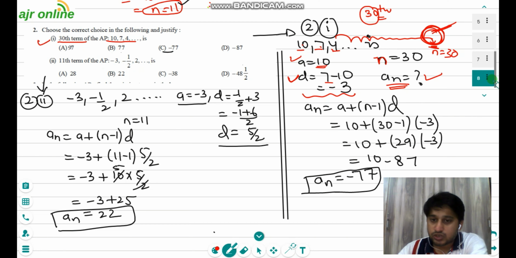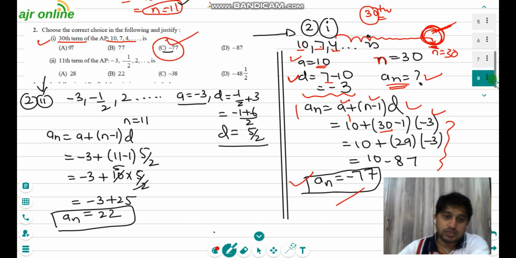So it's a very easy question. an is equal to a plus n minus 1 times d. We know a is 10, we know n is 30, we know d is minus 3, and then you can solve it, and an will come out to be minus 77. So yes, this is the answer. Option C is correct.